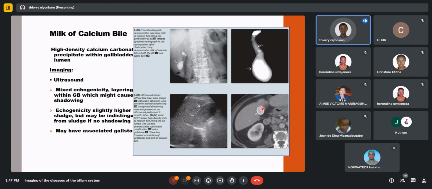On this axial CT scan, we can see this calcification in the wall and the intraluminal of the gallbladder, which is also associated with gallstones, those milk of calcium gallstones.